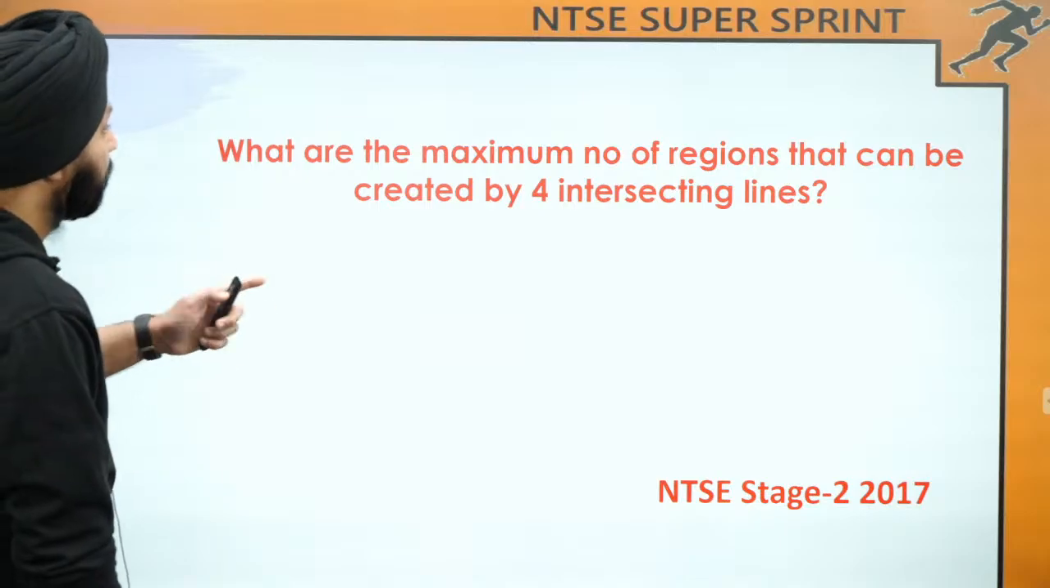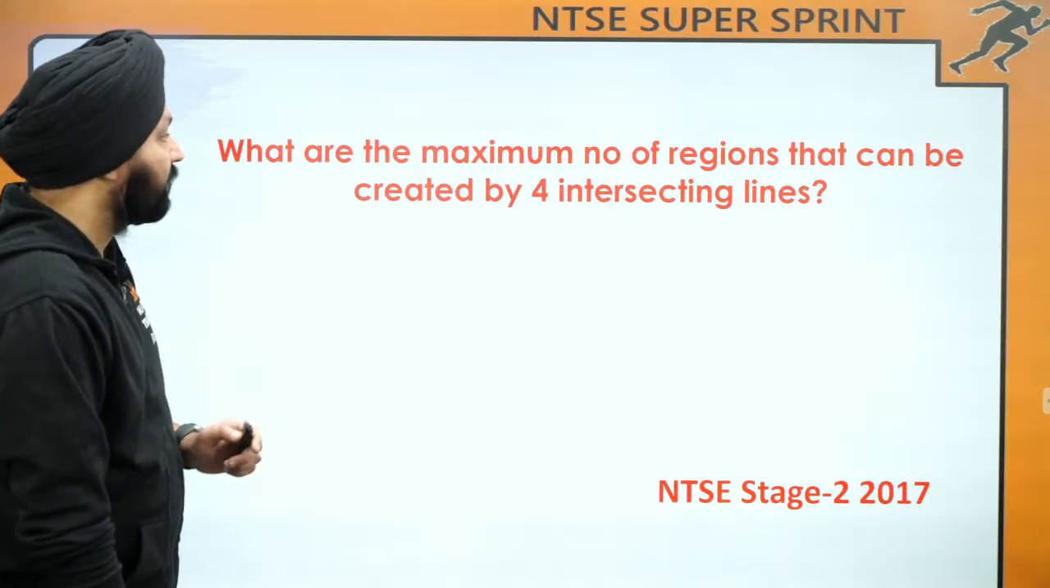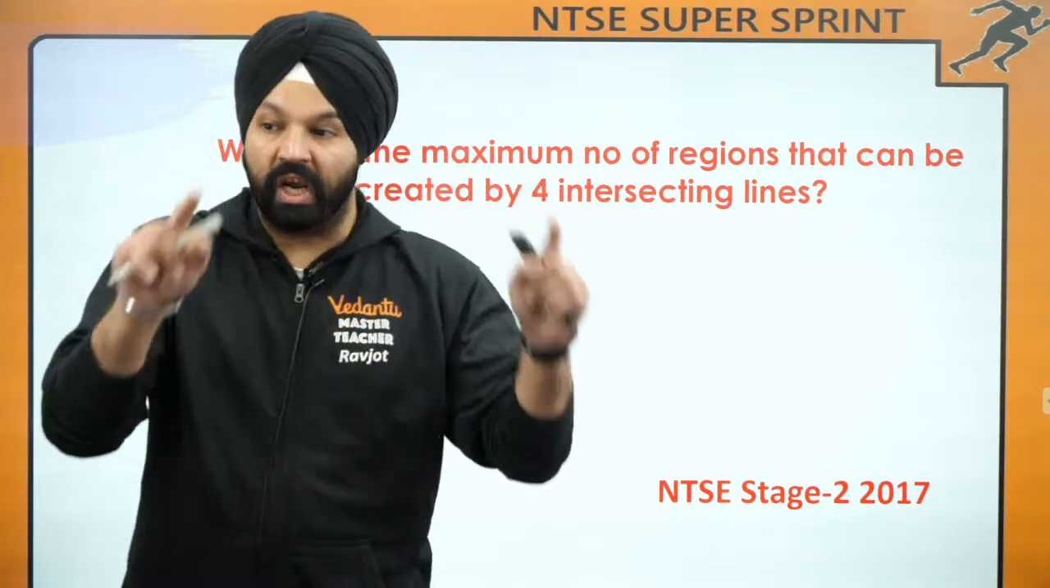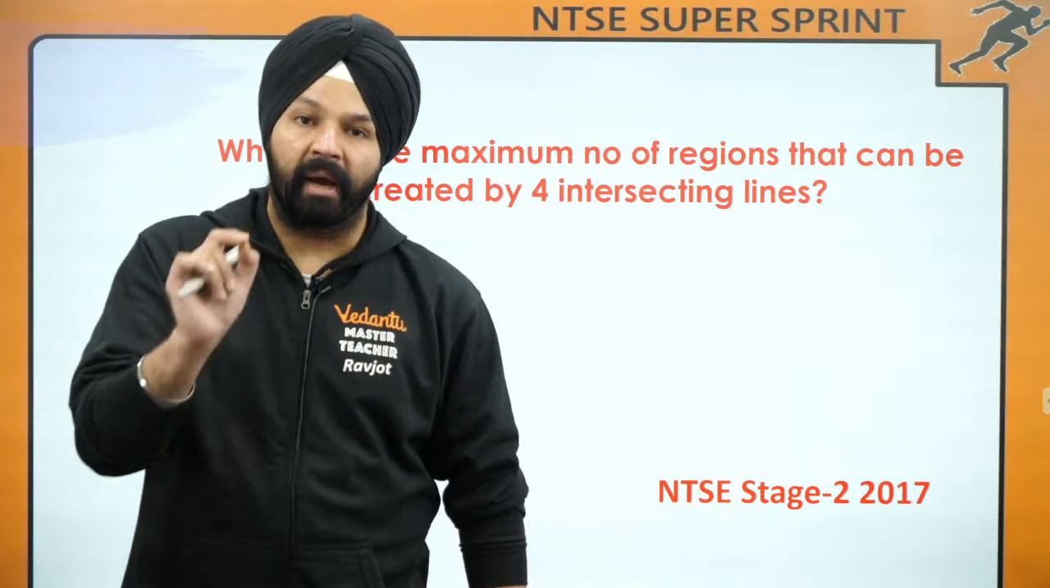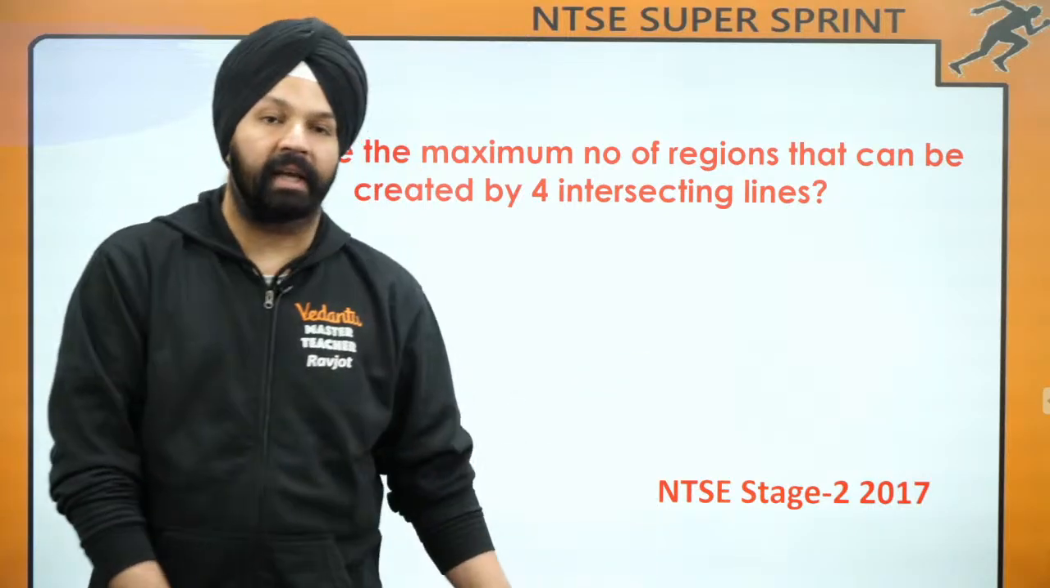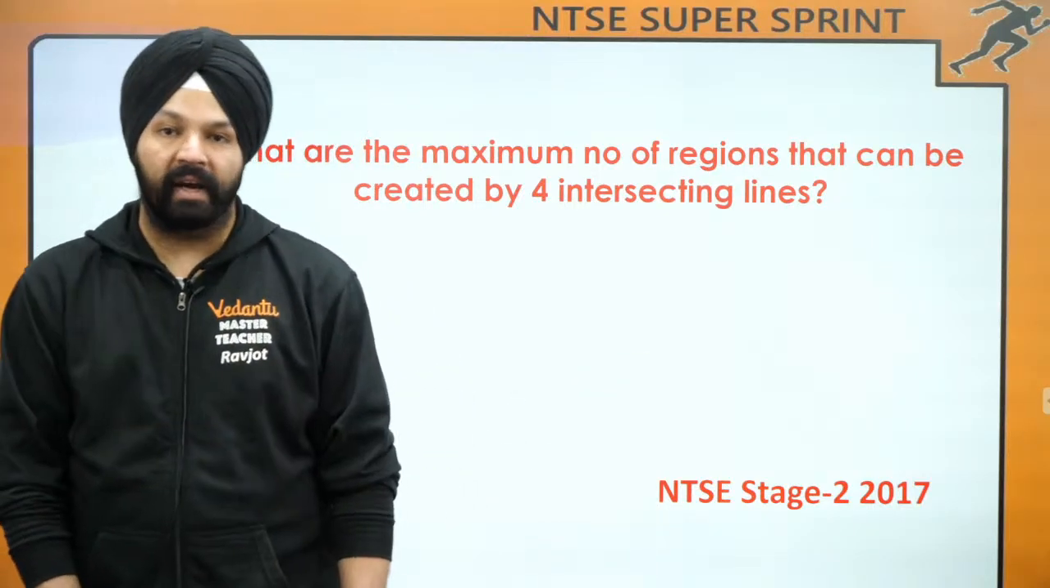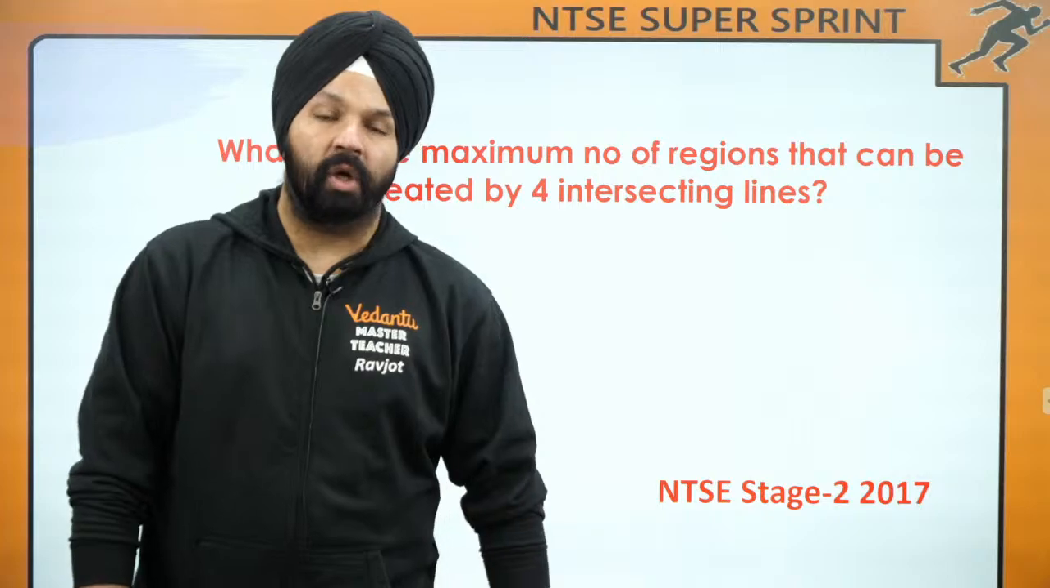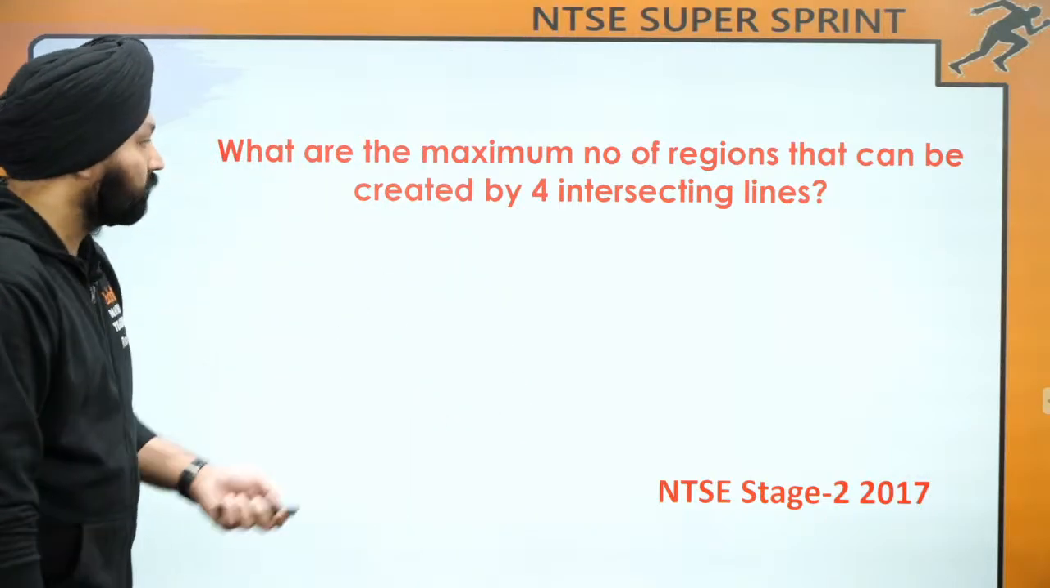So, what is the maximum number of regions that can be created by 4 intersecting lines? 4 intersecting lines मैक्सिमम कितने रीजन बना सकती है, ये हमें बताना है. 2017 के NTSE Stage 2 में आया था. So I'm revising this because the shortcut is not given in most of the books. So please have a look.